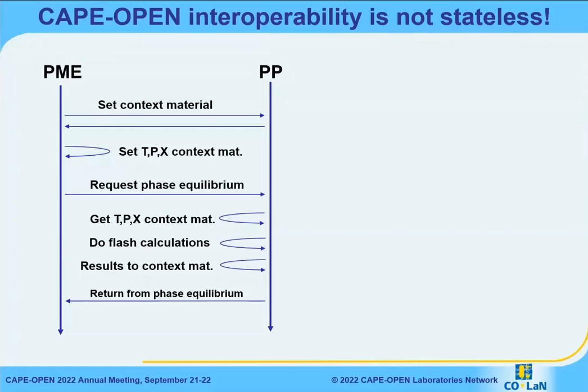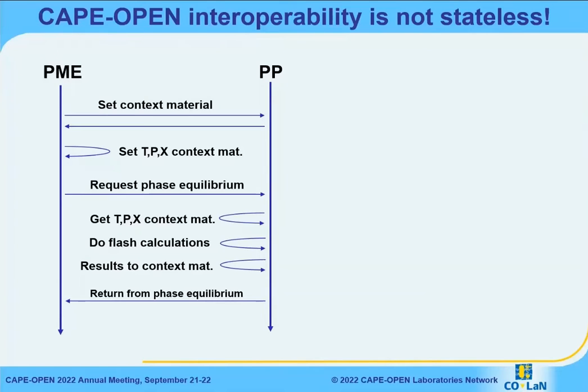The property package will then get the temperature, pressure and composition from the context material. It does internally do the flash calculation, and the flash results, the phases, the compositions, phase fractions, etc. are written to the context material, and then the call returns finally. And the PME can obtain the phase equilibrium results from the material that it set on the property package in the first place.